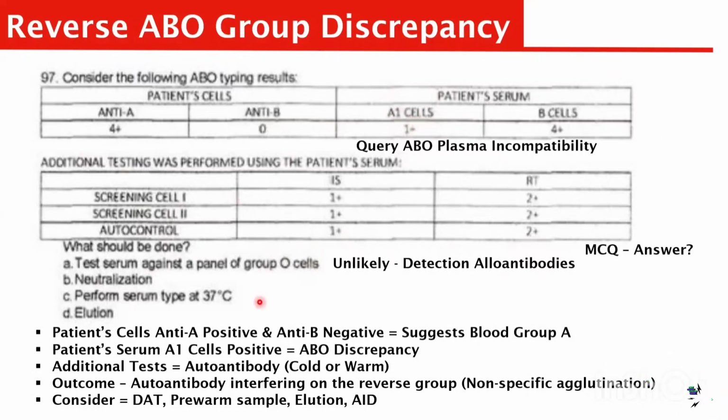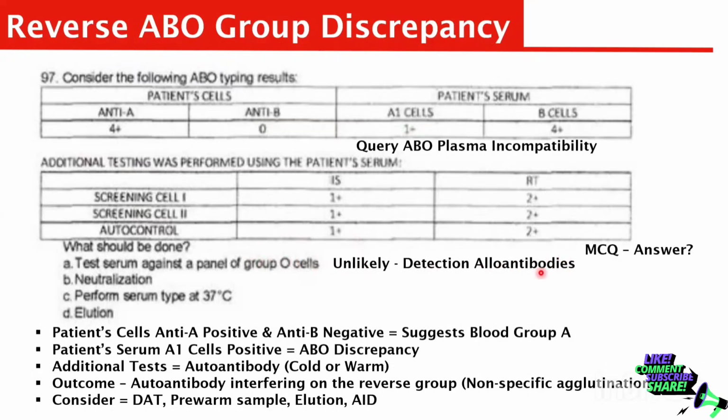Remember that these O cells do not have antigen A, do not have antigen B, so there shouldn't be any interference on this A1 cell here, in terms of the antibody. So this is unlikely because these O cells are mainly used to detect allo antibody.